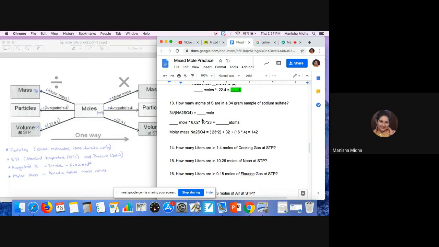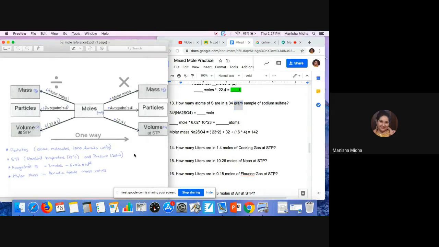So here we begin. The question says how many atoms? That is our unknown, and they gave us 34 grams. That is where we begin our journey. So 34 grams. Now let's look at the roadmap.